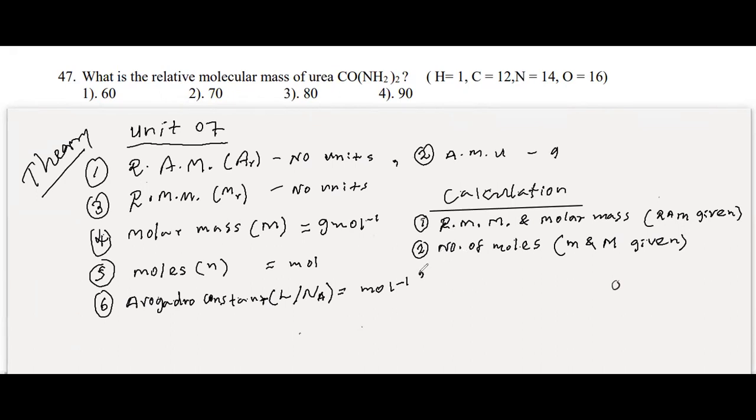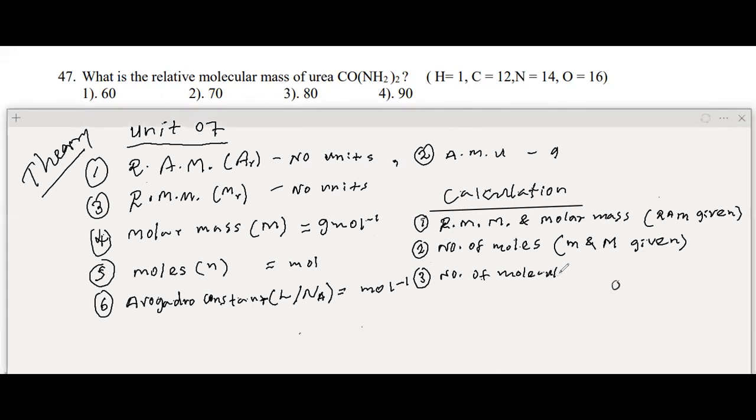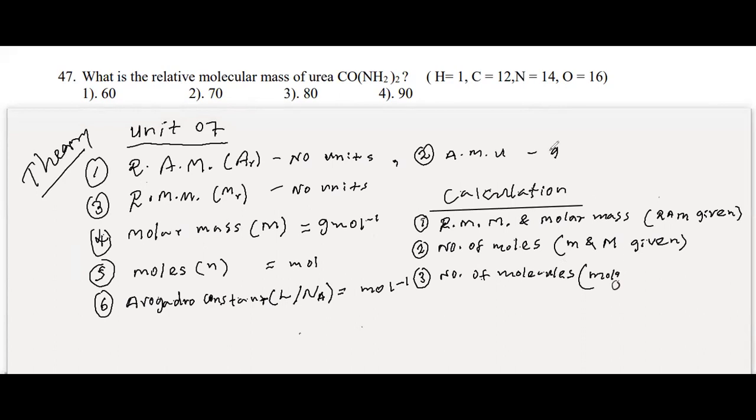Then number 3, to calculate the number of atoms or the number of molecules. To calculate the number of molecules, you should be given the Avogadro constant and the moles. If you are not given moles, you should be given mass. I'll put the symbols here: simple n or simple m has to be given, and the Avogadro constant, I put L, should be given, or we use Na also. Otherwise you can't calculate the number of molecules.